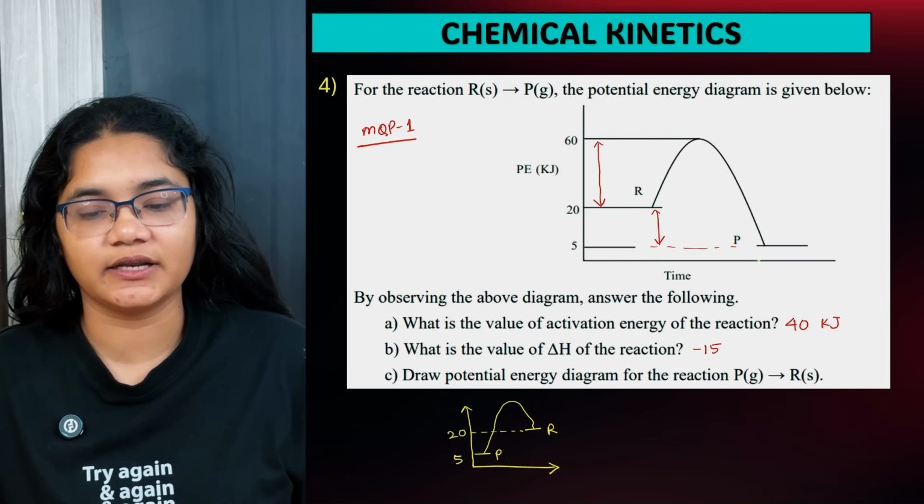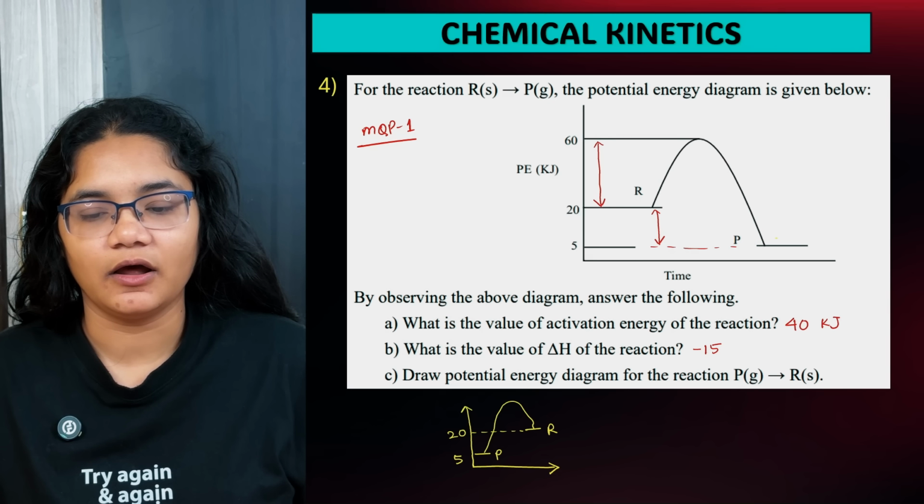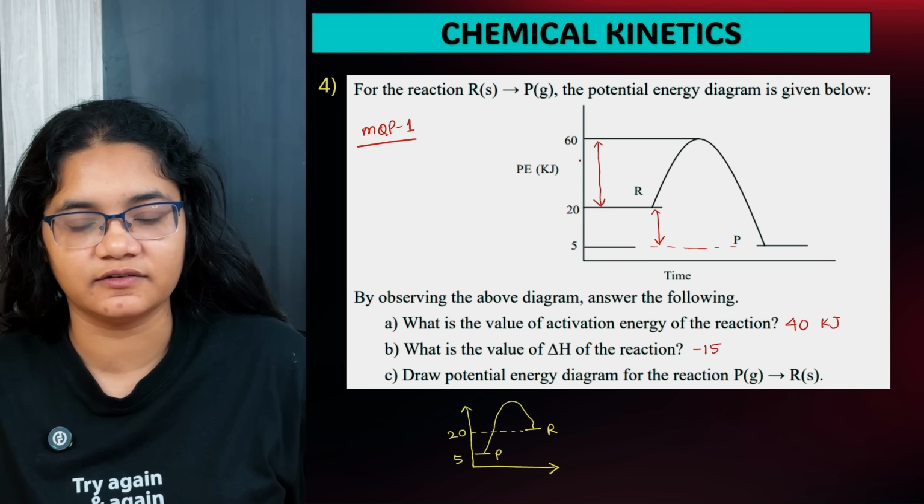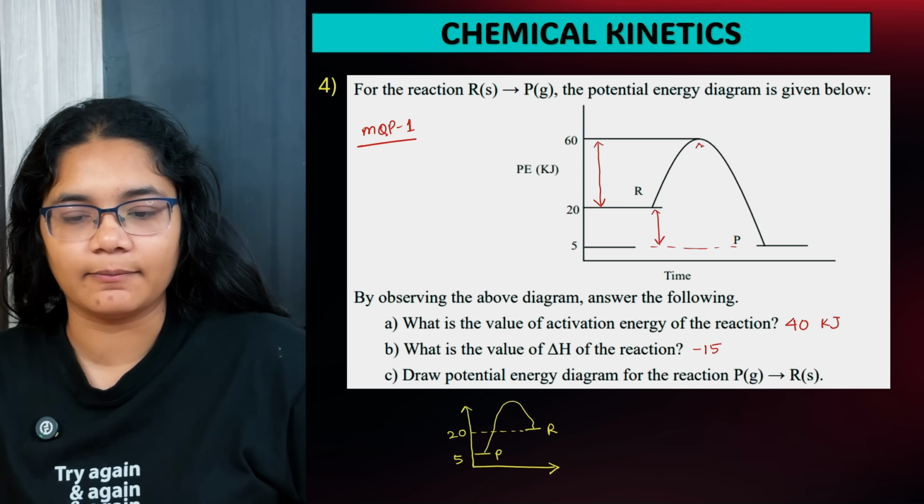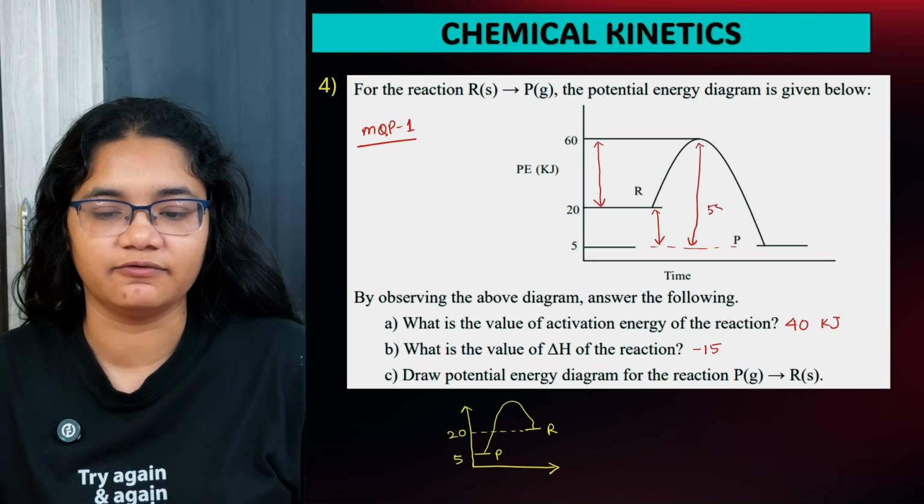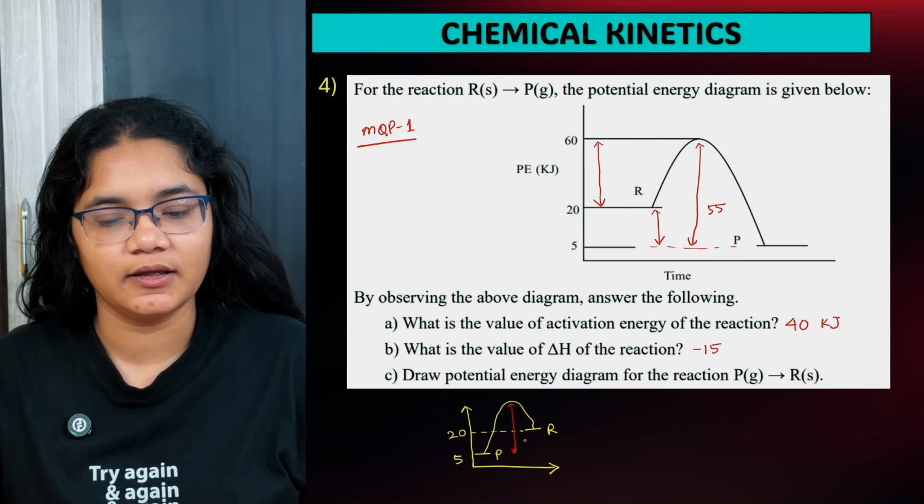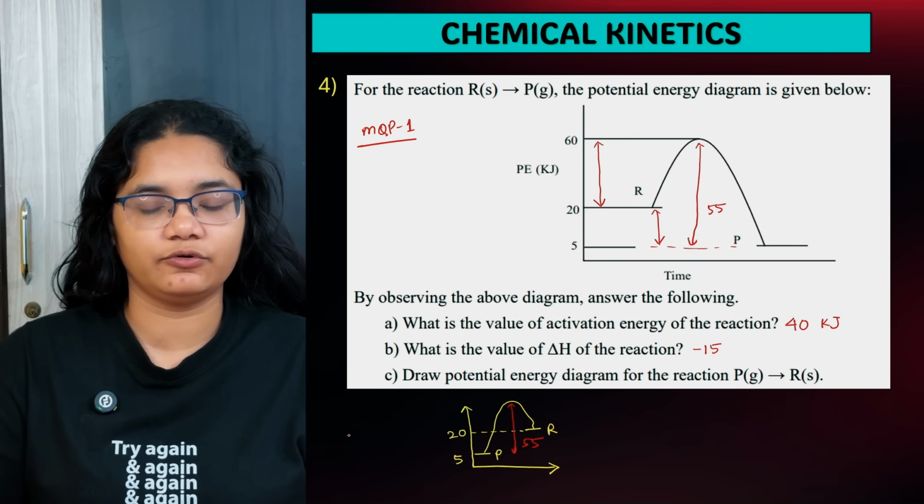Now what is the activation energy from this side? If you see, activation energy is actually, you can see from here 60 to 5. So this gap is the activation energy, which is 55, right? So that is why this activation energy will be 55 here. That is what you have to draw here.